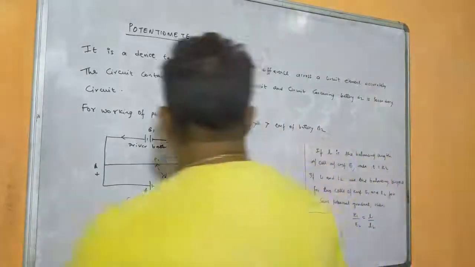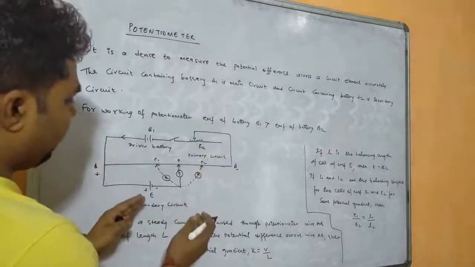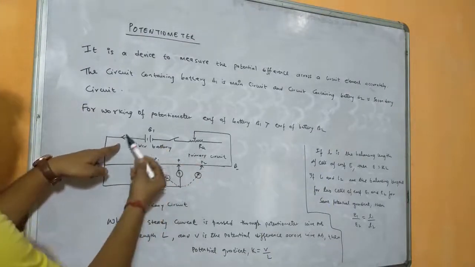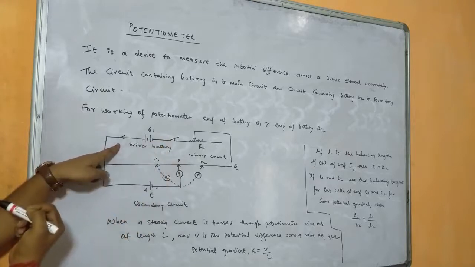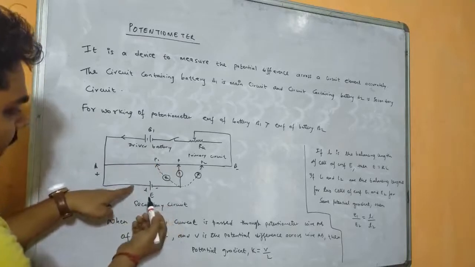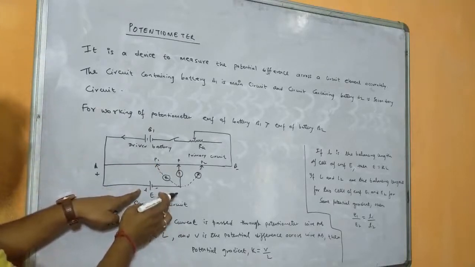You see, it has two circuits. One is called the primary circuit and one is called the secondary circuit. Here in the primary circuit we have a driver cell, that is driver EMF. I have considered here B1, right? Now in the secondary circuit we have the secondary battery, let us consider here E.